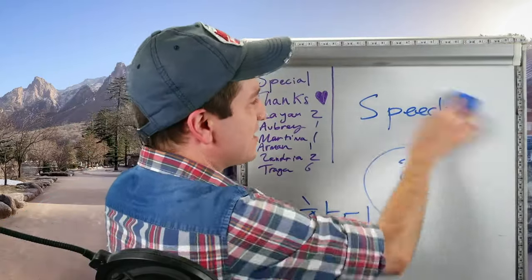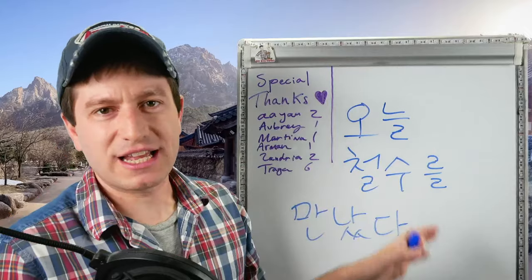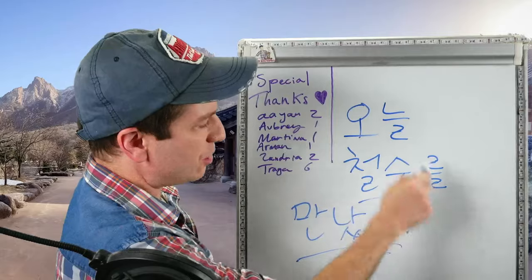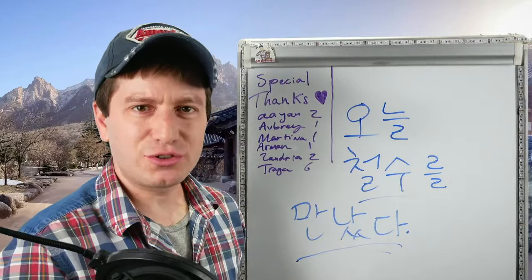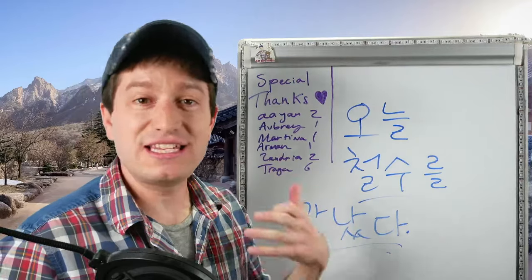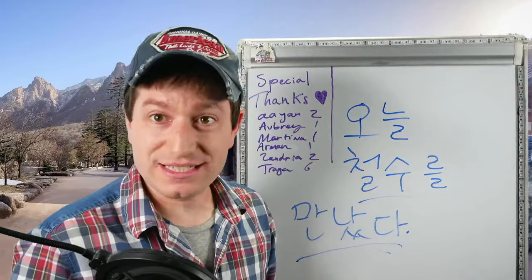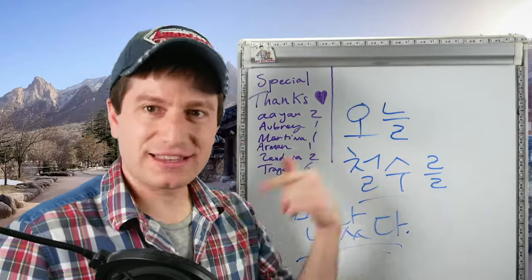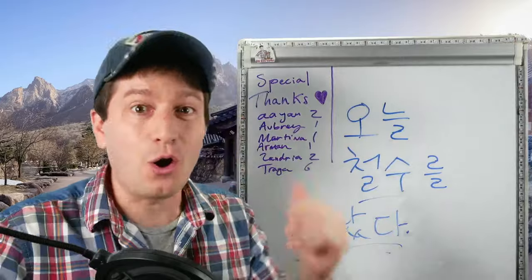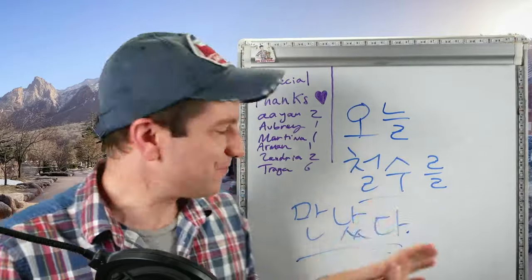So let me give you some sentences. 오늘 철수를 만났다. So 만났다, past tense of 만나다, to meet. So I met 철수 today. 오늘 철수를 만났다. Now, if you were to say this with a question intonation, it sounds like the start of a story you're going to tell a friend. 오늘 철수를 만났다? Hey, so I met 철수 today. So they know when they're listening, something happened. There's something to tell me.